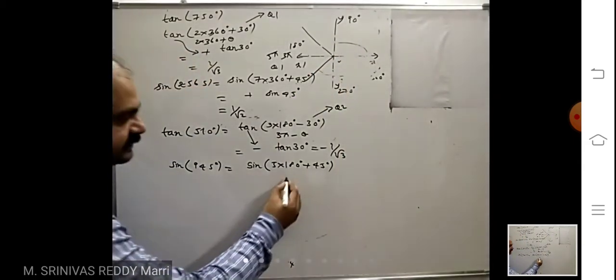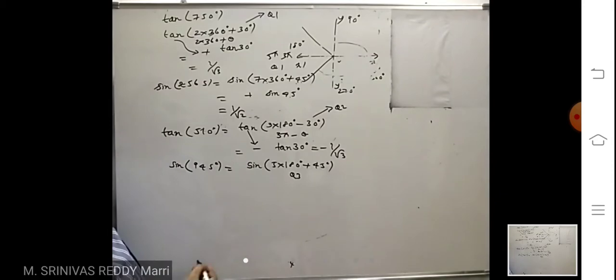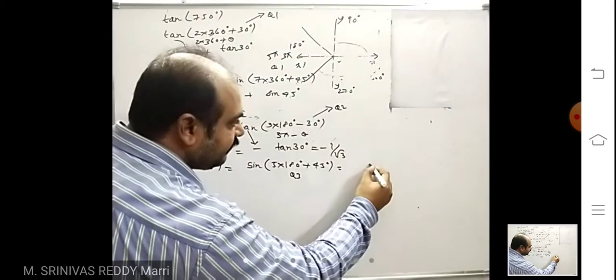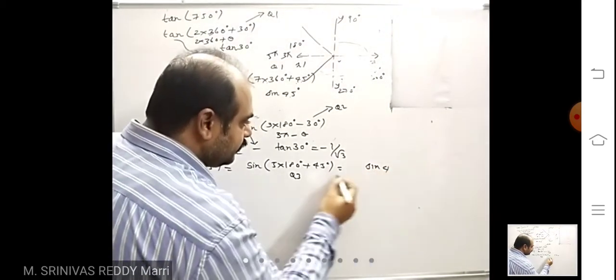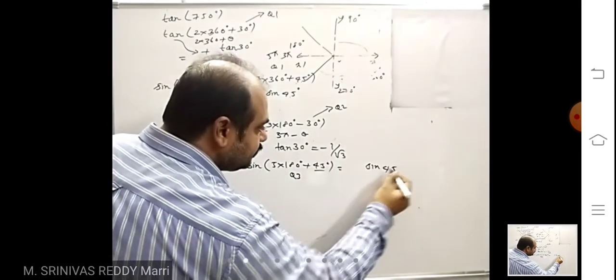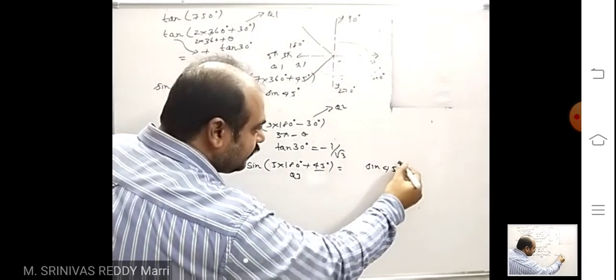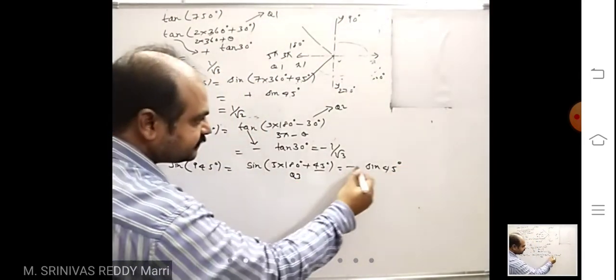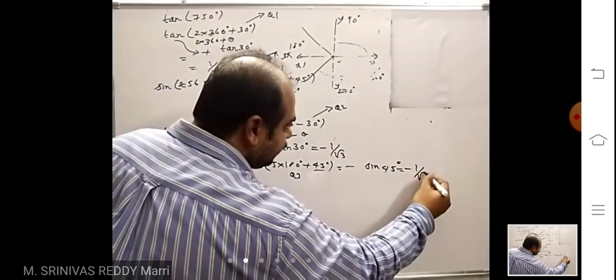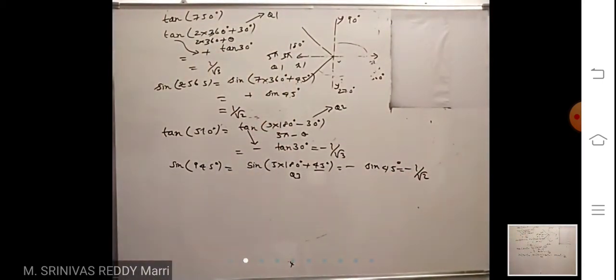In which quadrant does it lie? This angle is in quadrant 3. Immediately you write sine 45 here: sine theta, this is theta. And then in quadrant 3, sine is what? Negative. So minus 1 by root 2. Like that simply you can write.